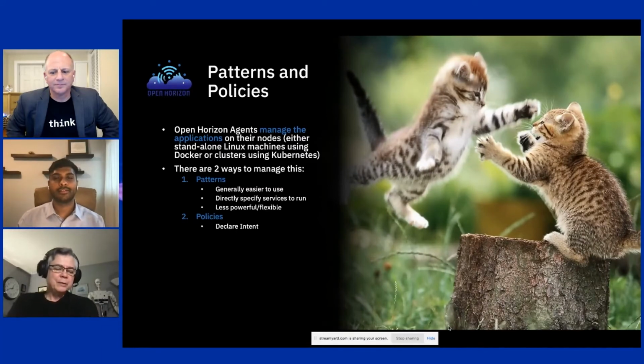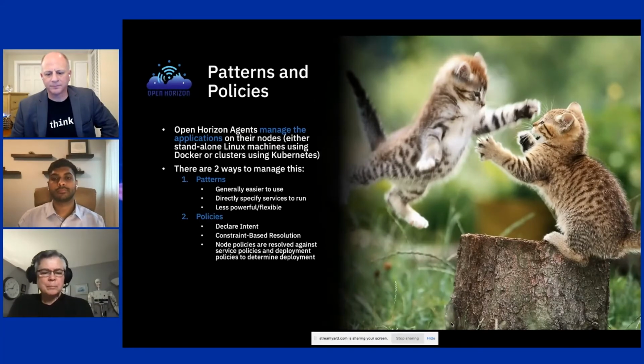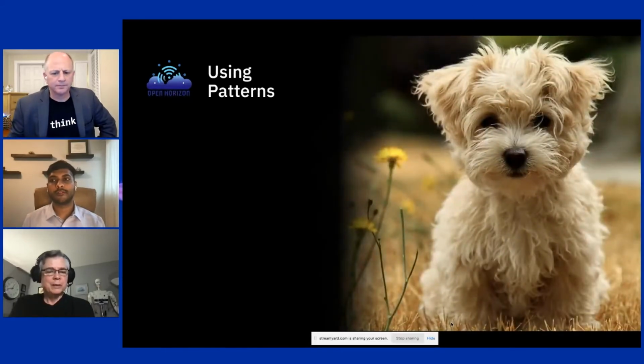Then there's the policy mechanism, and this is what we've been talking about with declaring the intent. It uses constraint-based resolution, and I'll talk in more detail about what that means here. In general, for node policies, you specify policies for each of your nodes. They are resolved against service policies for each of the services, and a service is just one or more containers, and your deployment policies. The resolution of all of the things in those policies determines whether deployment will occur to a particular node.